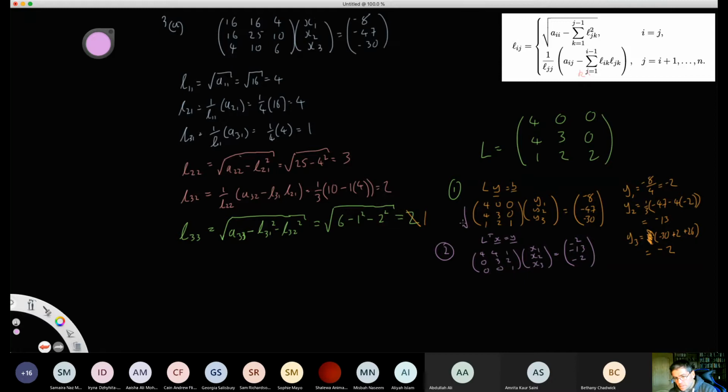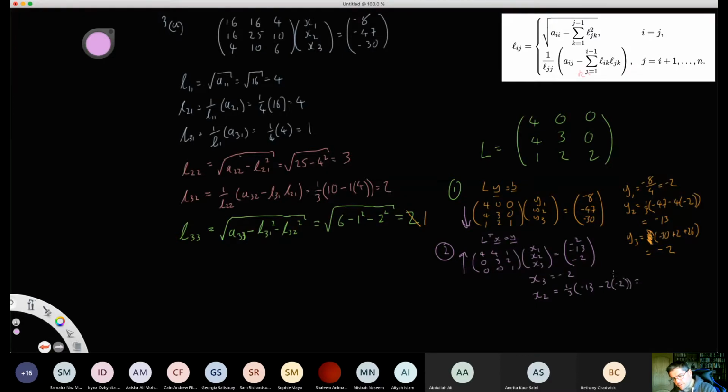Okay, so that one we did forward, this one we're going to do back. Okay, so x3 is going to be equal to minus 2. Okay, so 1x3 is minus 2. Here we're going to have 3x2 plus 2x3 is equal to minus 13. So we're going to have 1/3 times minus 13 minus 2 times x3.